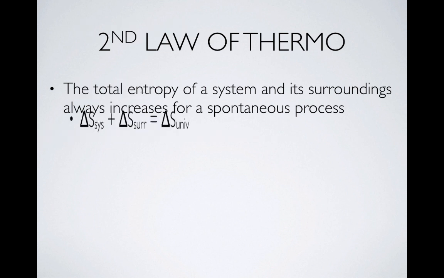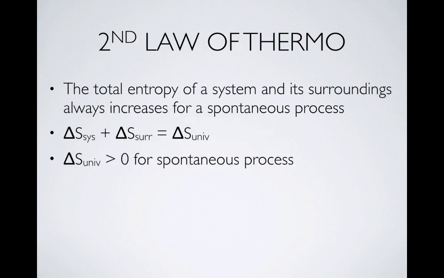And that brings us to a very grand, far-reaching equation here, which says that the change in entropy for the system plus the change in entropy for the surroundings is equal to the change in entropy for the entire universe. And for a spontaneous process, that means that the change in entropy for the entire universe has to be greater than zero. In other words, the change is a positive change, so that means the entropy of the universe is increasing for all spontaneous processes.